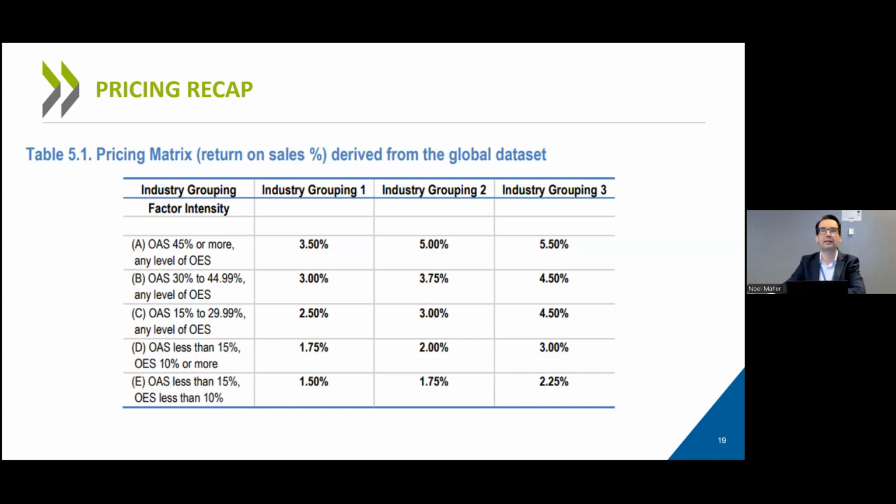And then similarly, at the high end of the range, if you're in industry grouping 3 with the highest levels of OAS, the Amount B return can range from 5% to 6% return on sales. Next slide, please.